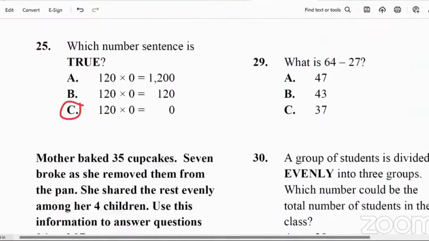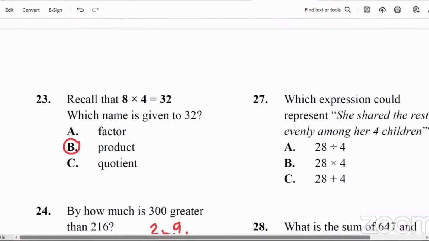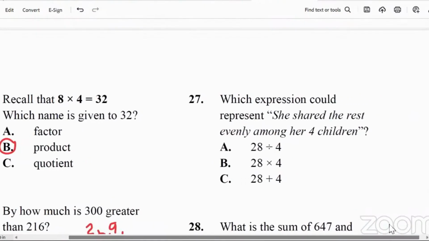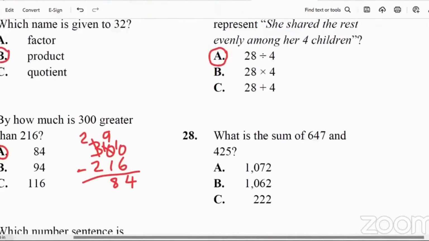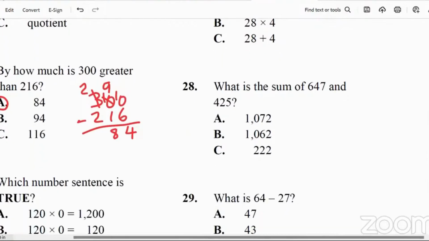All right, question 27. On the other side, which expression could represent she shared the rest evenly among her 4 children? Is it 28 divided by 4, 28 times 4, or 28 plus 4? If you're sharing something evenly, that means you are dividing. So A would be correct, 28 divided by 4. All right, question 28.